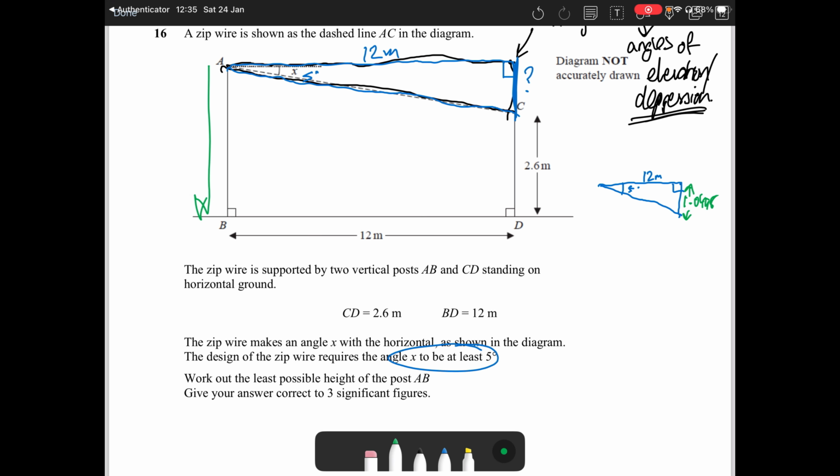AB is both the 2.6 and the number I've just found, 1.0498. So AB is 2.6. It's the combined height, isn't it, of the triangle and CD. So let's write that out. 1.0498 plus 2.6 gives me an answer of 3.6498.